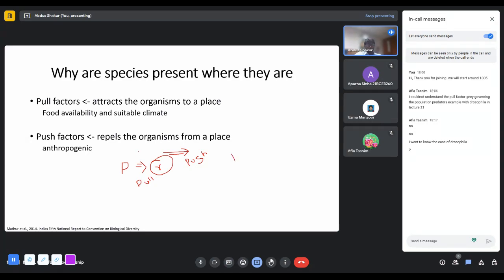For two Drosophila species, let's say Drosophila 1 and Drosophila 2, there will be a competition going on, right? So mostly it will be push factors. Whichever is the dominant species of Drosophila will try to push away the relatively low competing ones. Let's say T1 has small competitive ability.